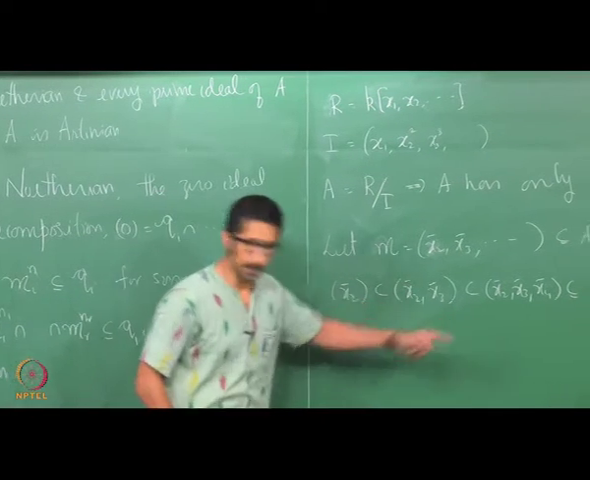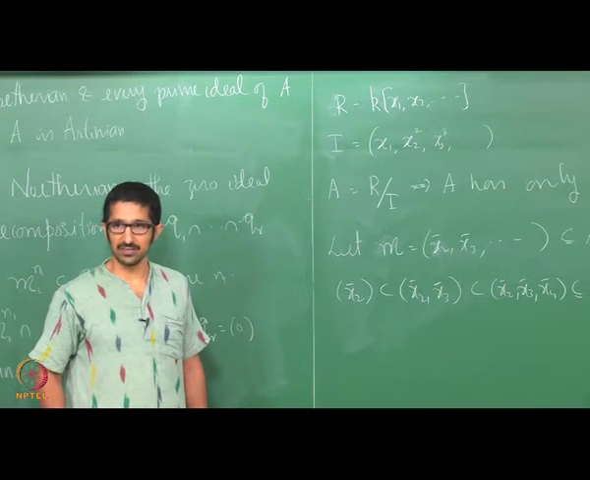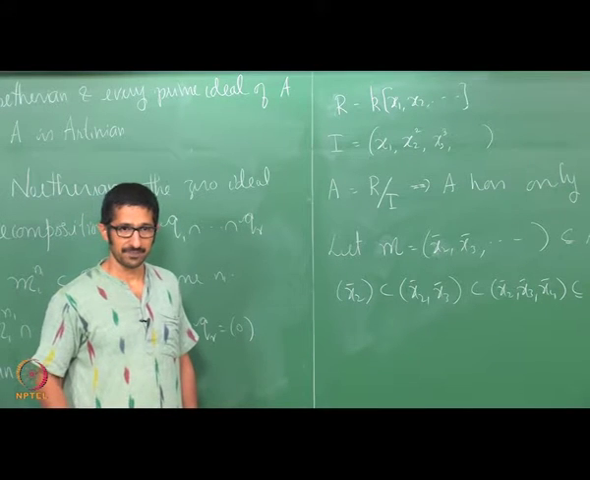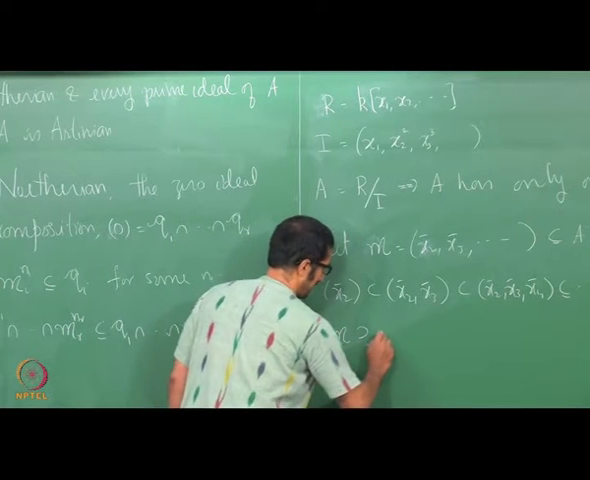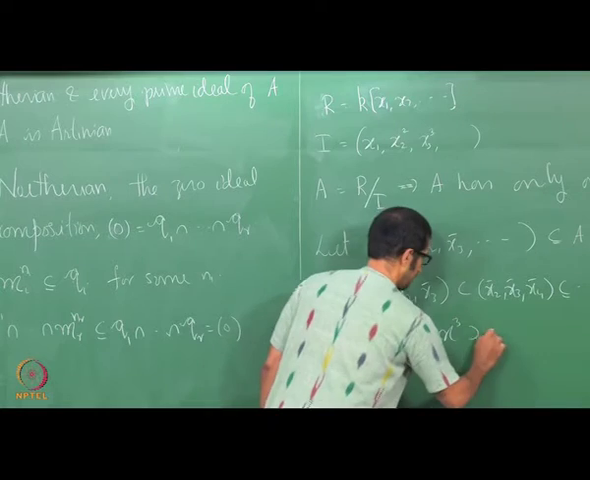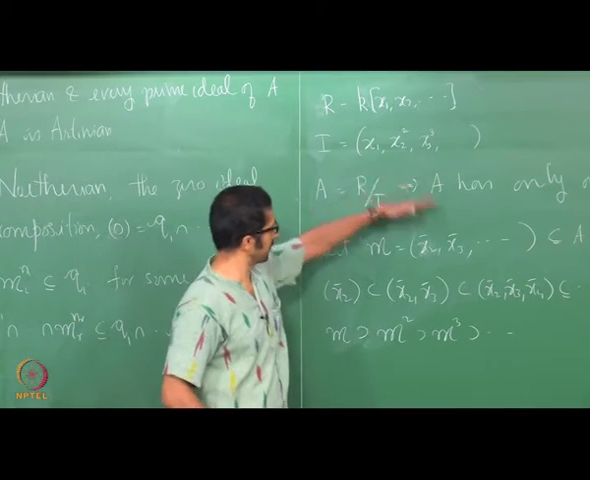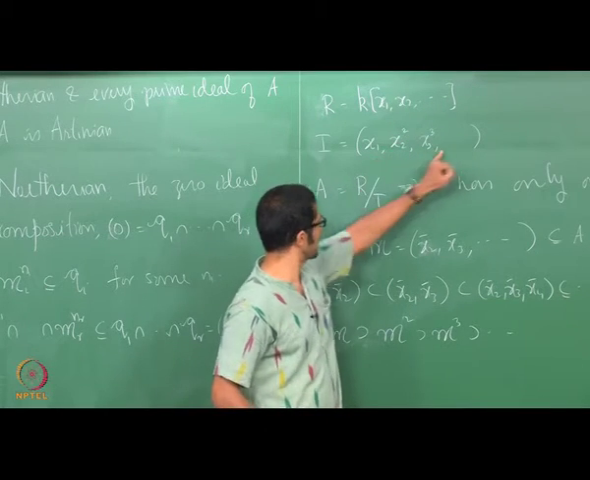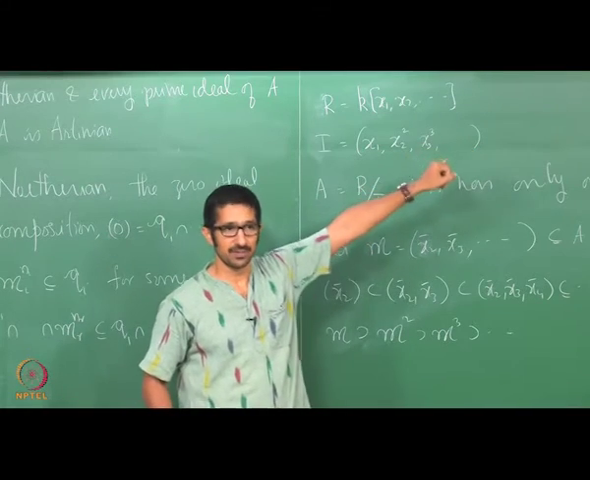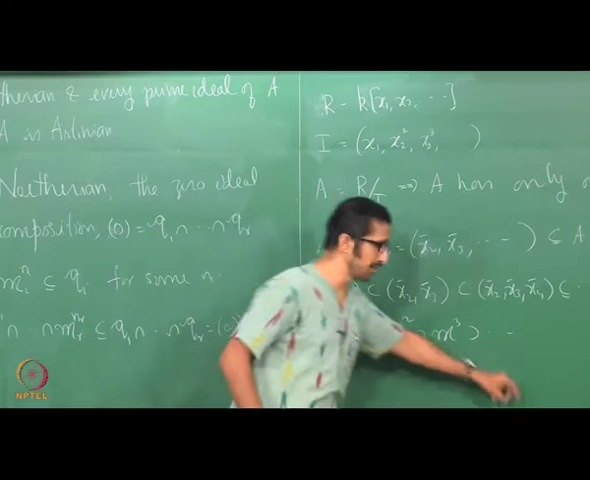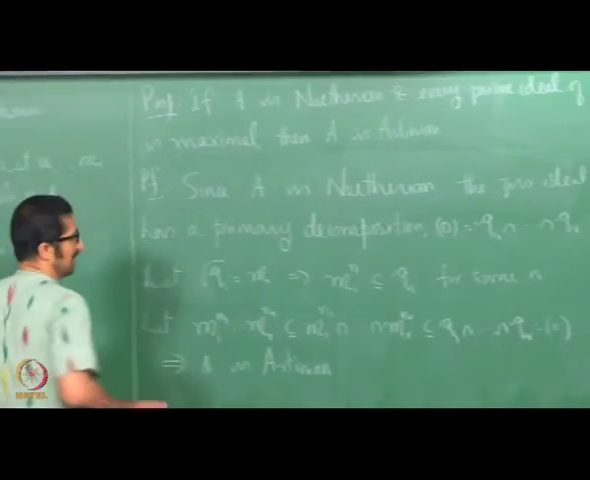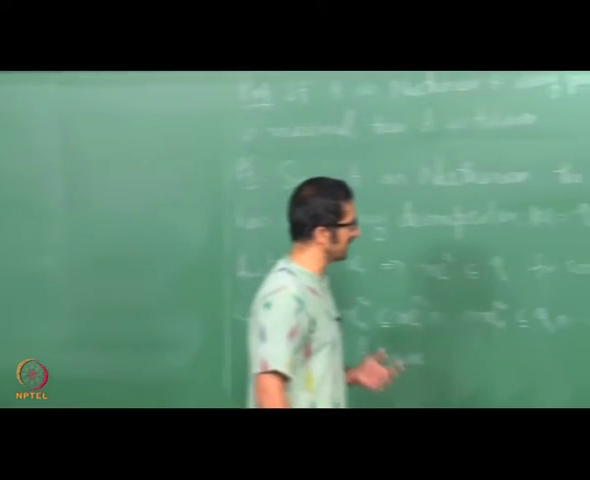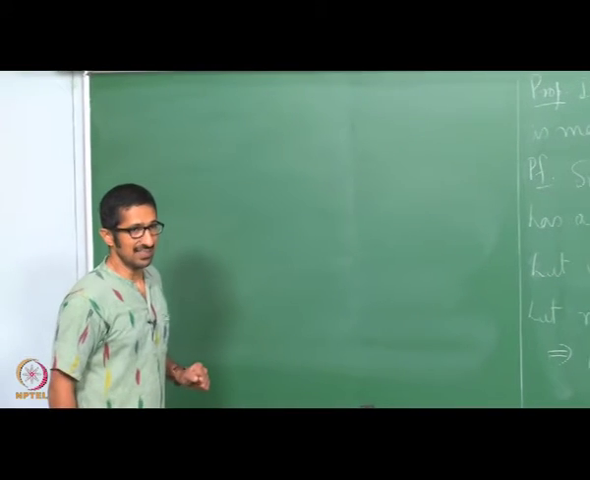Now can you think of a descending chain which never becomes 0? M, M square, M cube. When you do this, each time one variable drops, but it will never terminate, it will never become 0. If there were only finitely many variables, m power n becomes 0, but here in this case none of them will become 0. So this ring is neither Noetherian nor Artinian.